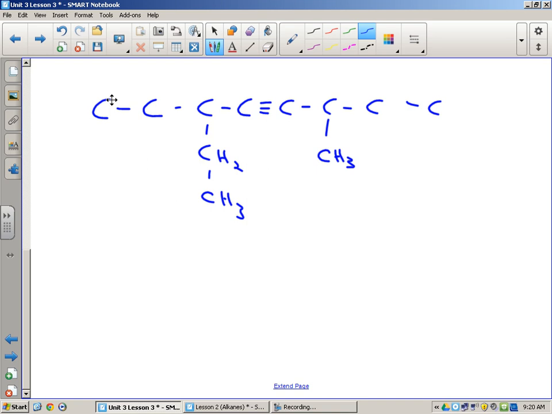Let's see. Yeah, and that should be good. Filling in the rest with H's, let's see. 3 there. I'll put 2 there. I got 1, 2, 3 bonds there. I'll put an H there. I got 4 there. I got 4 there. I need 1 H there, 2 there, and 3 there. Good? Yeah? Okay.